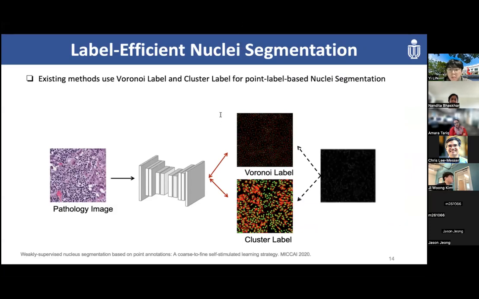Existing methods for point-label nuclear segmentation typically adopt conventional methods based on the shape and contrast priors of nuclei to transform the point annotation into coarse pixel-level annotations to facilitate the training of deep learning models, such as the Voronoi label and the cluster label.